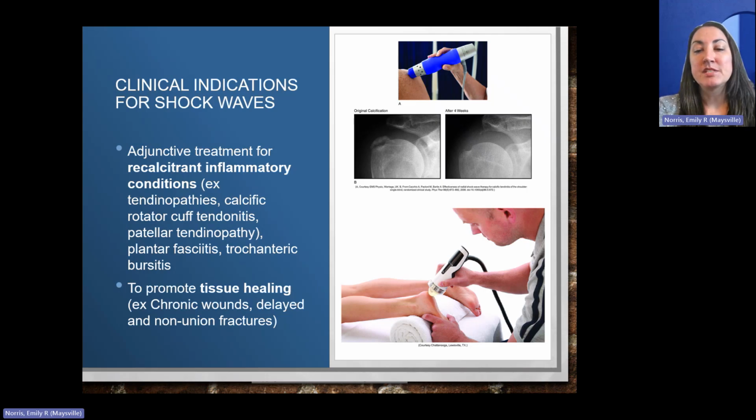of therapy. Patellar tendinopathy, plantar fasciitis, trochanteric bursitis, all of those could be benefited from shockwave therapy. This can promote tissue healing, such as with chronic wounds or delayed or non-union fractures. So it can be used for a lot of different medical diagnoses.